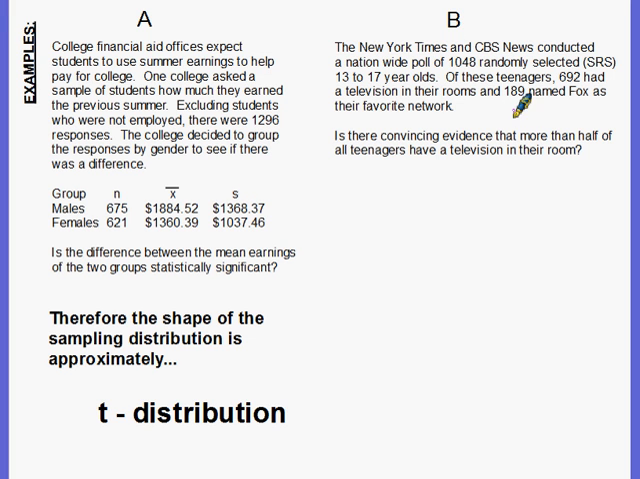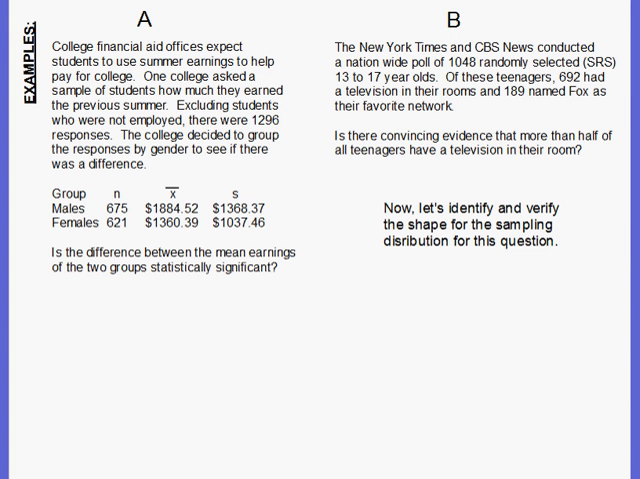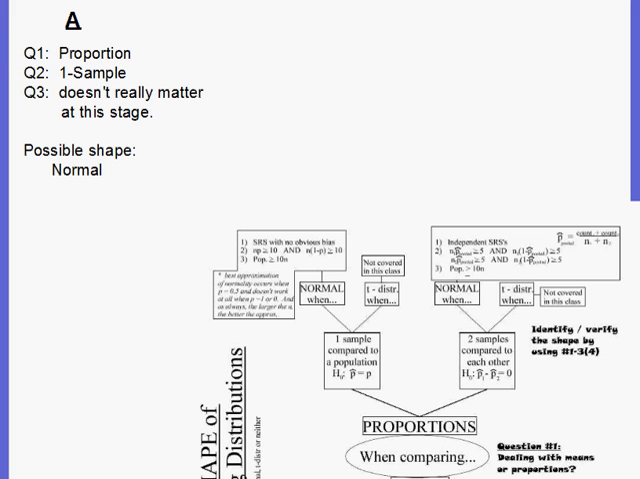If we look at example B, we can do the same thing. We can identify and verify. Here we have our 3 questions. We're dealing with proportions. Now we're dealing with one sample. And notice, we're kind of connecting the dots here, that third question was about knowing the population standard deviation. When we're dealing with proportions, the population standard deviation doesn't really come in to this list. So it actually doesn't really make too much difference.